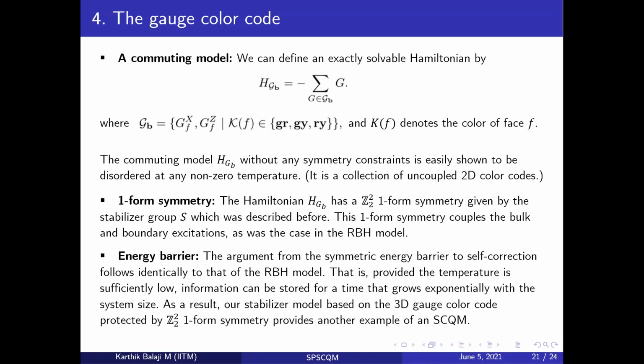Now this Hamiltonian H_GB has a Z_2^2 one-form symmetry given by the stabilizer group S, which was described before. This one-form symmetry couples the bulk and boundary excitations, as was the case in the RBH model. Now the argument for the symmetric energy barrier to self-correction follows identically to that of the RBH model. That is, provided the temperature is sufficiently low, information can be stored for a time that grows exponentially with the system size. As a result, our stabilizer model, based on the 3D gauge color code, protected by Z_2^2 one-form symmetry, provides another example of a self-correcting quantum memory.